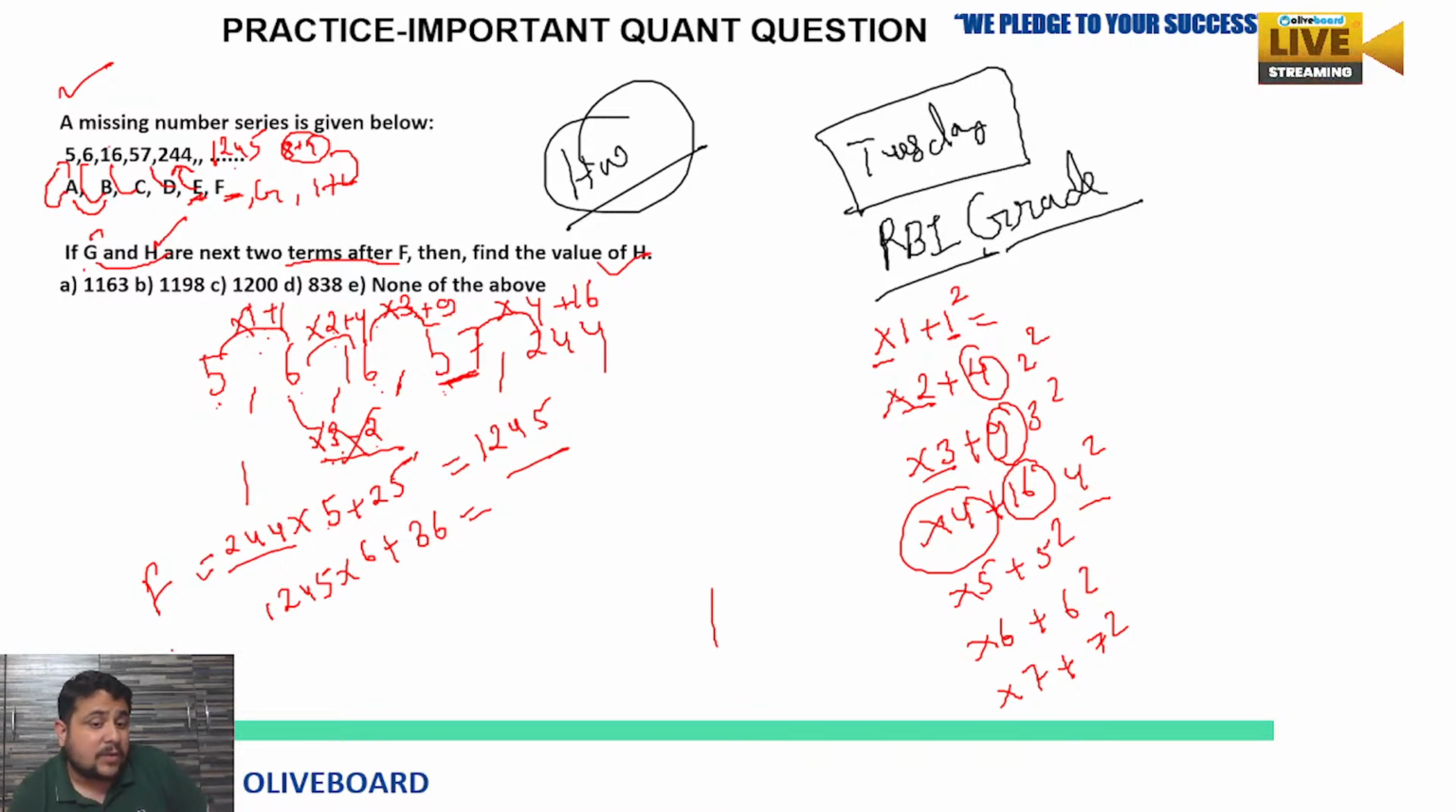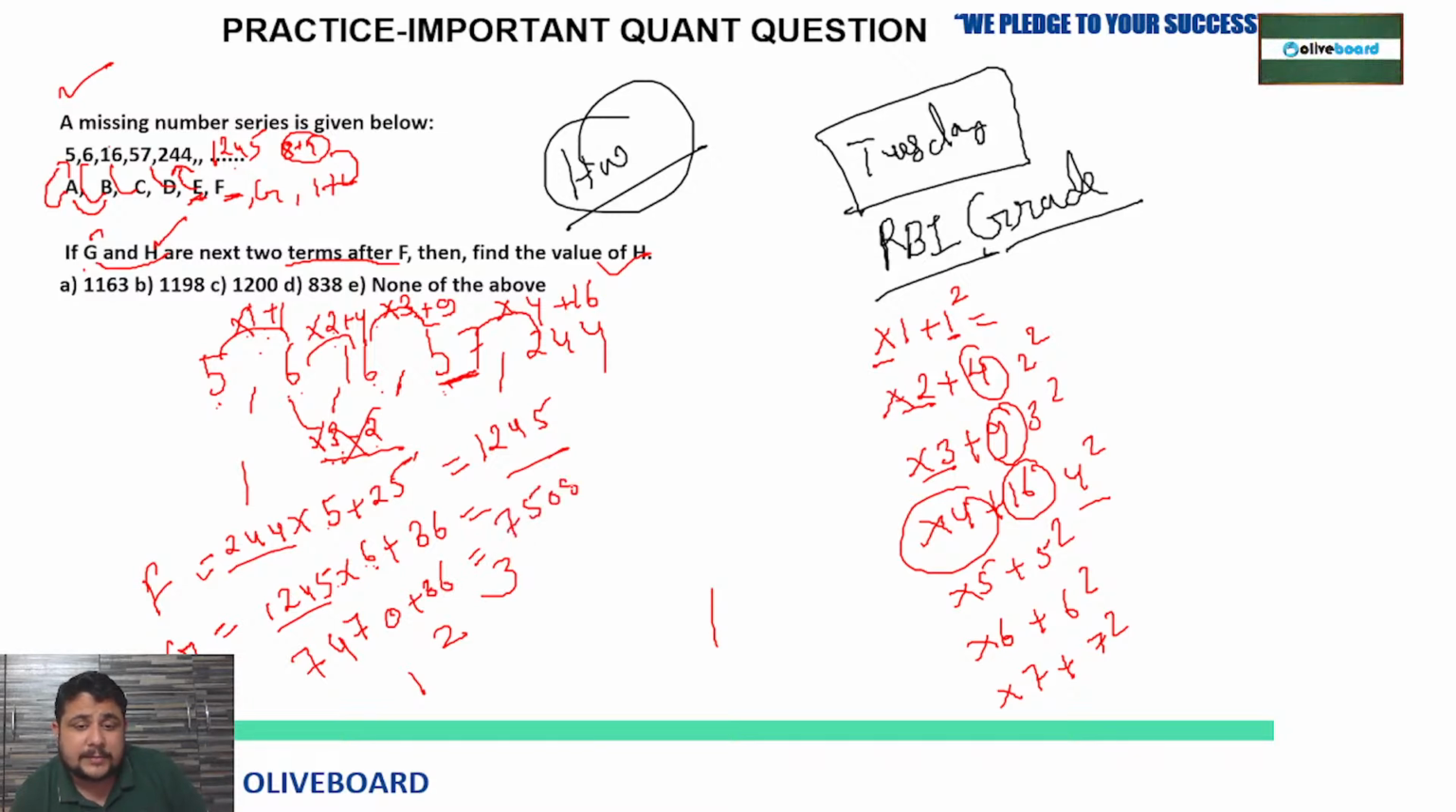Now if we focus further, G is going to be what? 1245 multiply 6. 6 5s are 30, 0, 3 carry. 6 4s are 24 plus 3, 27, 7, 2 carry. 6 2s are 12, 12 plus 2, 14, 4, 1 carry. 6 1s are 6 plus 1, 7. 7470 plus 36 is going to be 7508.